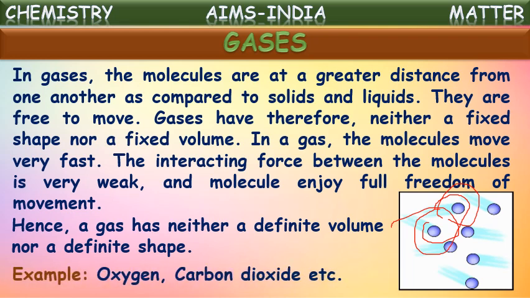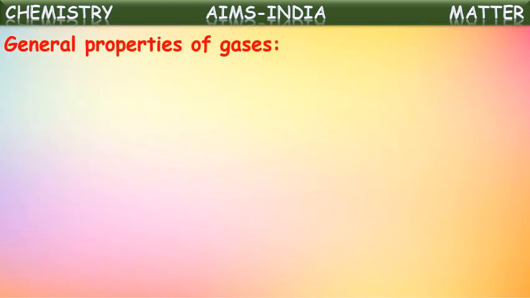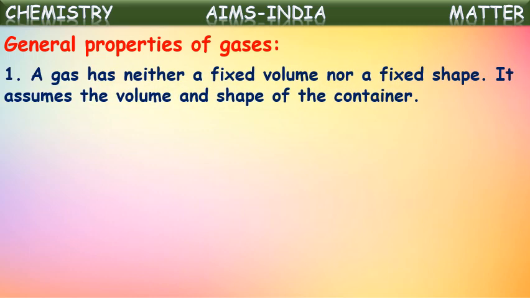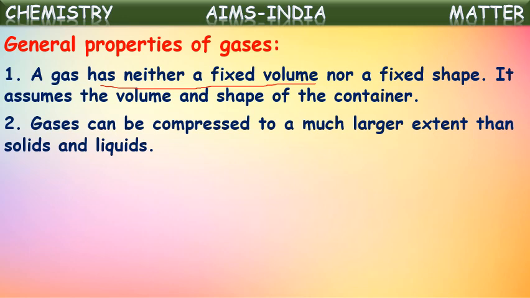Examples: oxygen. Yes, it is throughout the atmosphere. Carbon dioxide, right? Carbon dioxide is also a gas. These are examples of gases we can consider. Now come to the general properties of gases. What are the general properties of gases? The first one is a gas has neither a fixed volume nor a fixed shape. It assumes the volume and shape of the container.